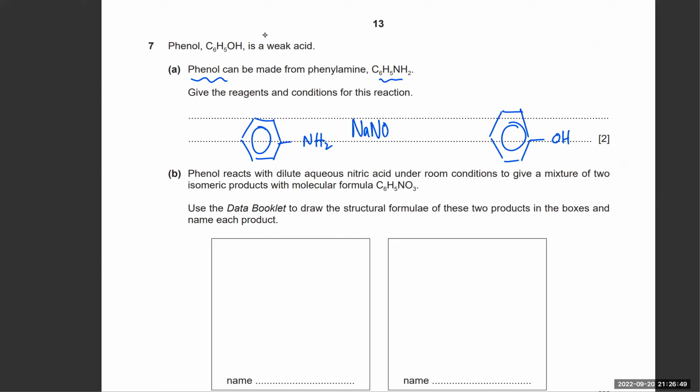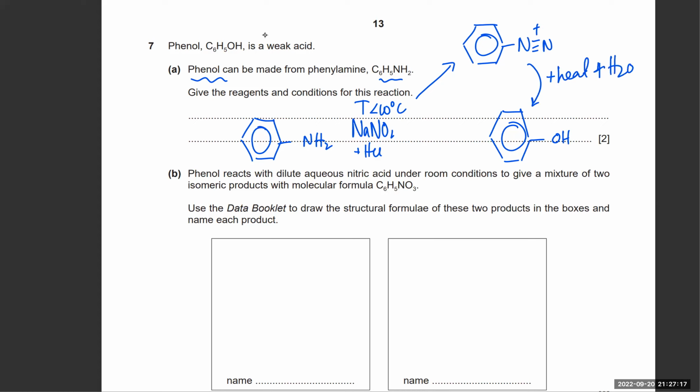First thing will be NaNO2 plus HCl. You're going to keep the temperature less than 10 degrees centigrade and you're going to say that it forms a diazonium ion. So it first ends up forming a diazonium ion. And then you're going to heat or warm it in water. The whole ion decomposes and it eventually forms the phenol.